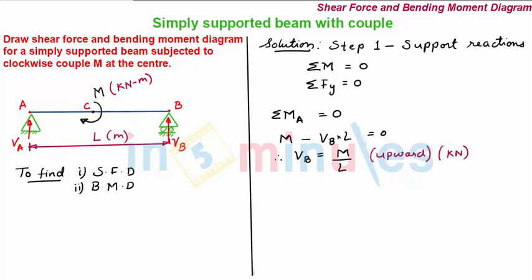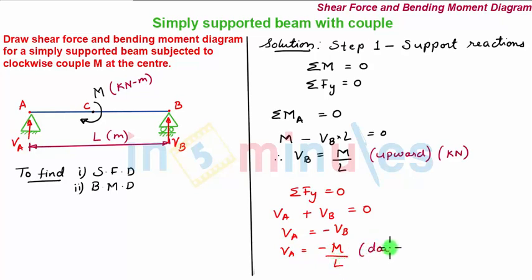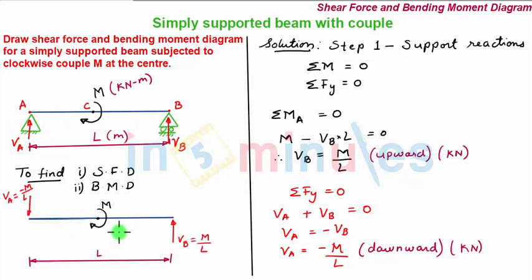Now let's apply our second static equilibrium equation, which is the summation of Fy is equal to 0. The two forces acting on this beam are first VA, which is assumed to act upward, and second VB, and this is equal to 0. We have already got the value of VB, so VA comes out to be minus VB, so VA is minus M by L. Since our support reaction VA is negative, VA is downward, and the unit is again a consistent unit, kilonewton. Now let's draw the diagram with the magnitudes of the support reactions. This is a figure of the loading diagram with the magnitudes and values of the support reactions.